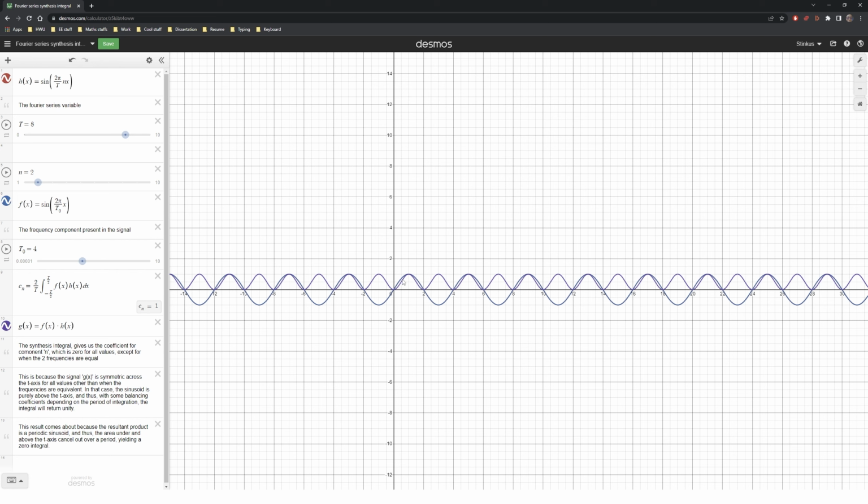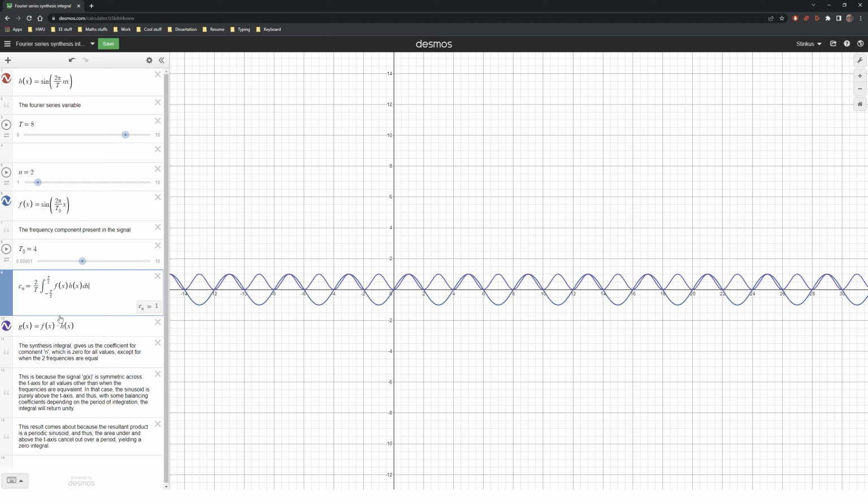And the reason for this is that this sinusoid f of x and this h of x are now the same function. They have the same period, they have the same angular frequency and magnitude. So they are just squared. This is essentially just h of x squared or f of x squared. And because it's squared, it is purely positive.